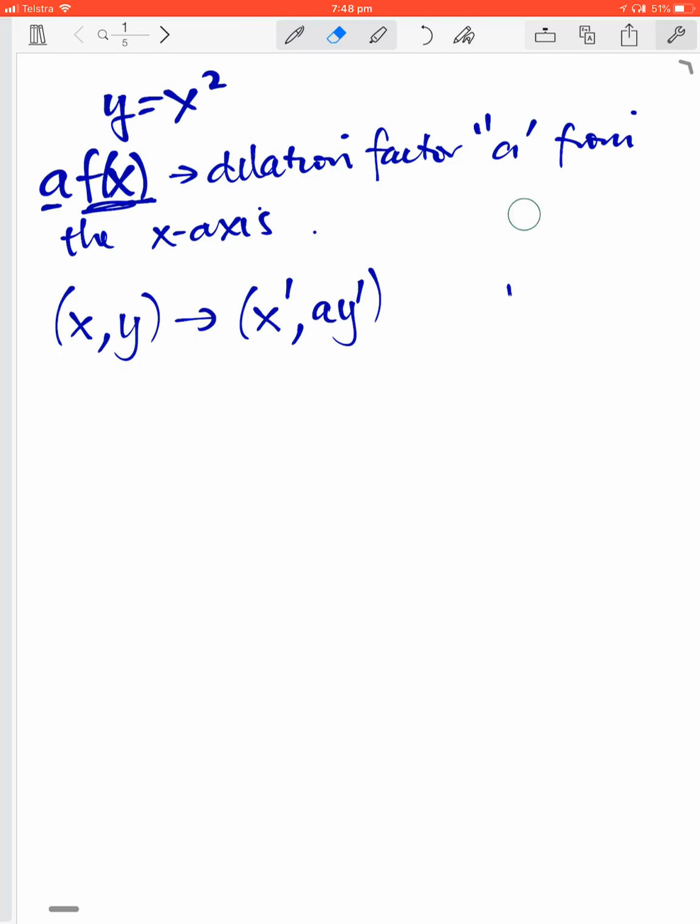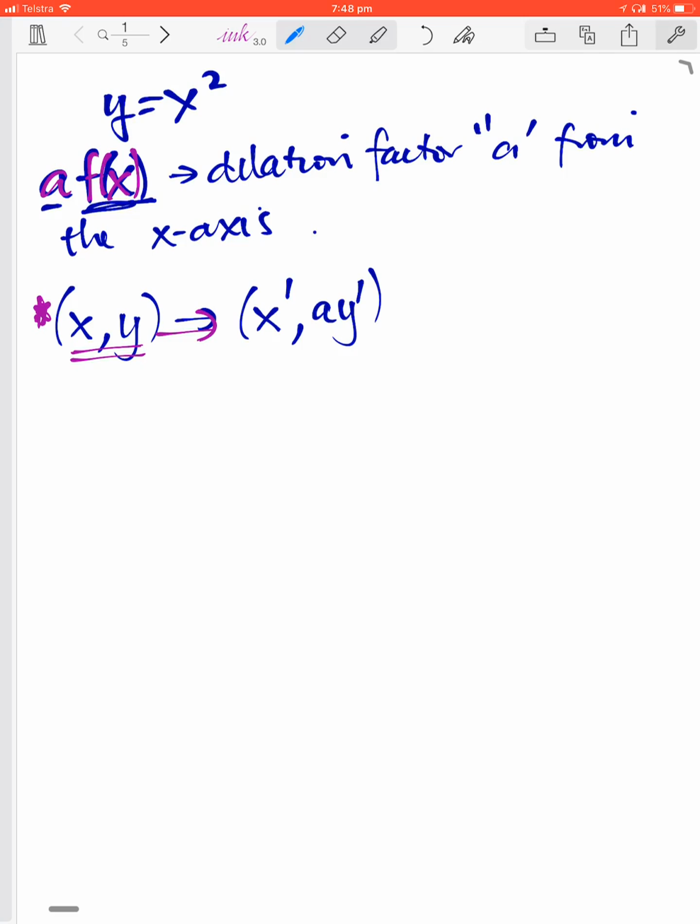So this is in function notation, the first one, a times f of x, that's a dilation factor a from the x-axis. This is in, what do you call it, image notation, I guess you would say. So you're saying all of your x values stay the same, but your y values are multiplied by a.